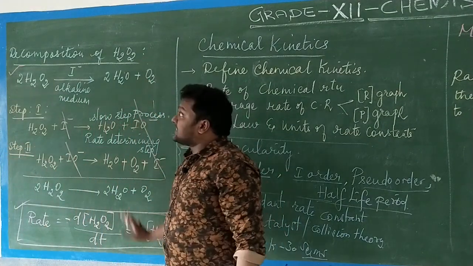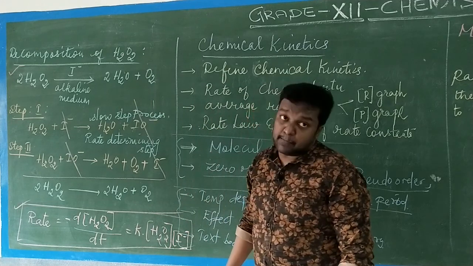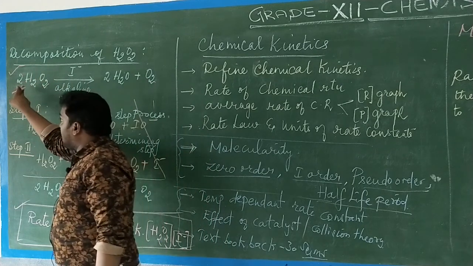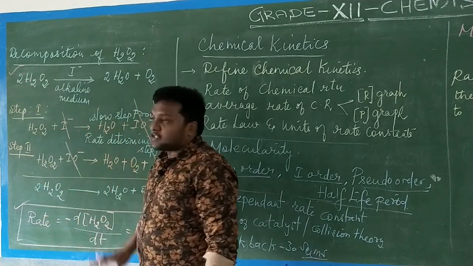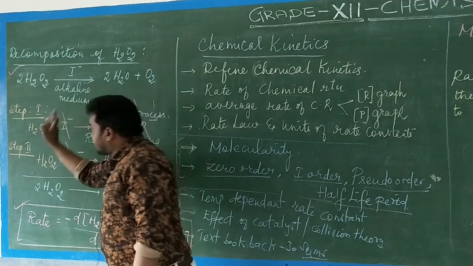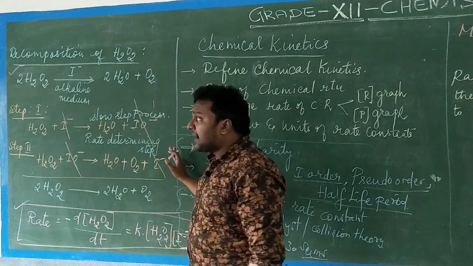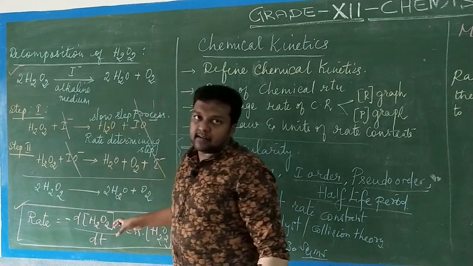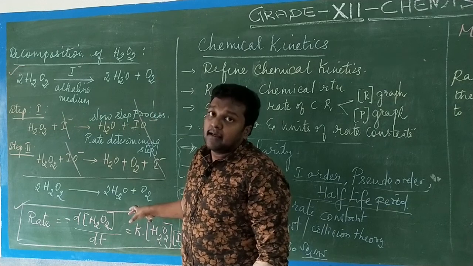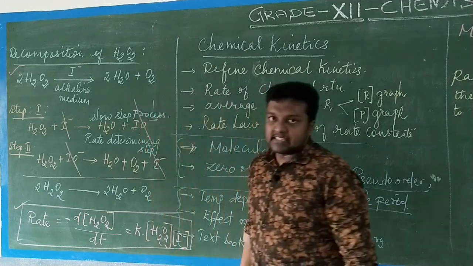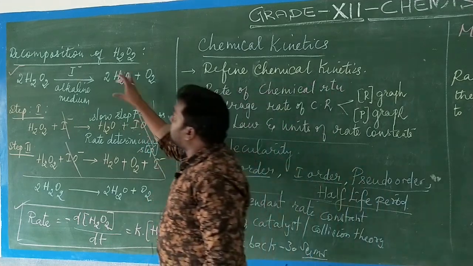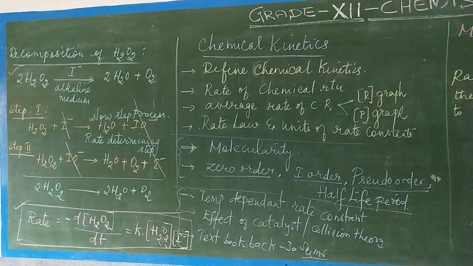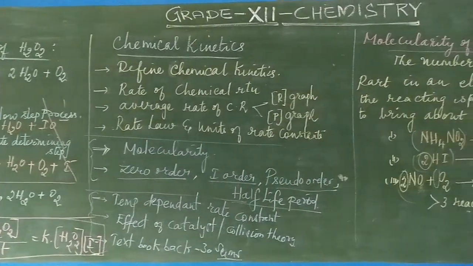This is another example for the decomposition of hydrogen peroxide, which obeys the molecularity of a chemical reaction. It is a bimolecular chemical reaction which involves 2 steps. When there are 2 steps, only the first step is the rate determining step because it is a slow step process. So for the first step only, I applied the rate expression of the chemical reaction and got the answer. Now we have studied molecularity of a chemical reaction and its examples. Now we have to differentiate.